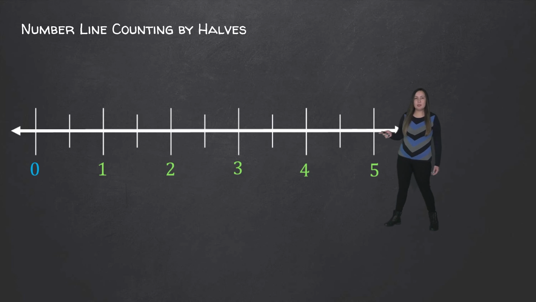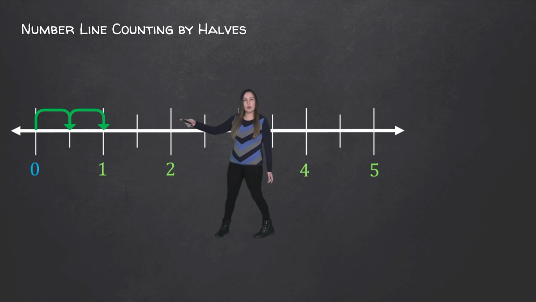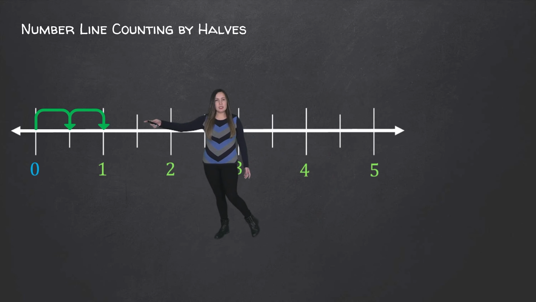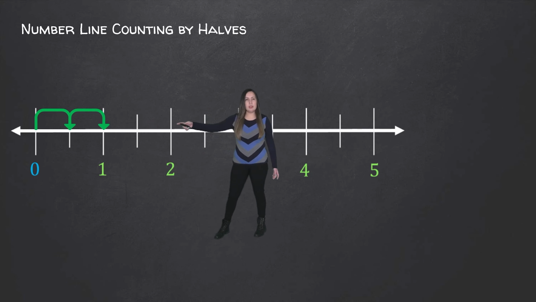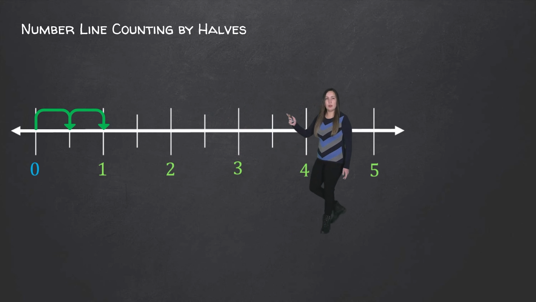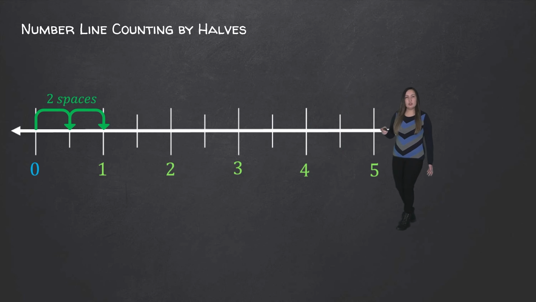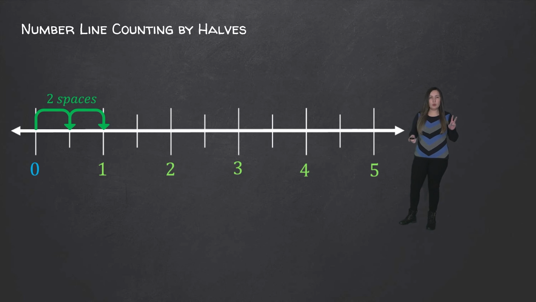Notice that in between each whole number, we have two spaces. So as we see here, it takes two spaces to get from 0 to 1. It takes two spaces to get from 1 to 2. Two spaces to get from 2 to 3, two spaces to get from 3 to 4, and two spaces to get from 4 to 5. So in between each whole number, it takes two spaces. So it takes two spaces to make a whole.